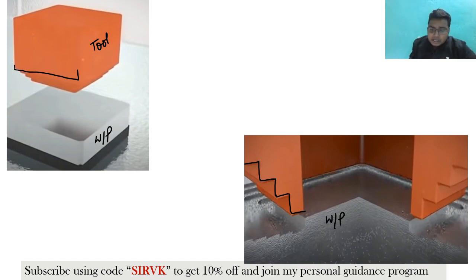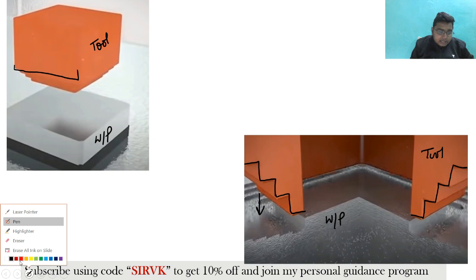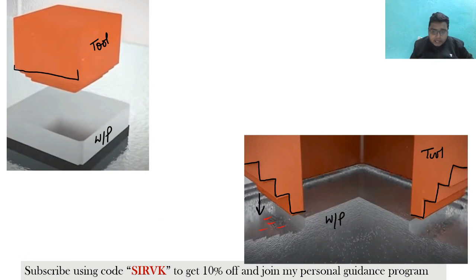Now try to understand here. This is your tool. Fine. Now this is your workpiece. So what is happening? This tool is moving in the downward direction. Correct. This tool is moving in your downward direction, and this entire thing is filled with the electrolyte. Yes, everything is filled with the electrolyte.